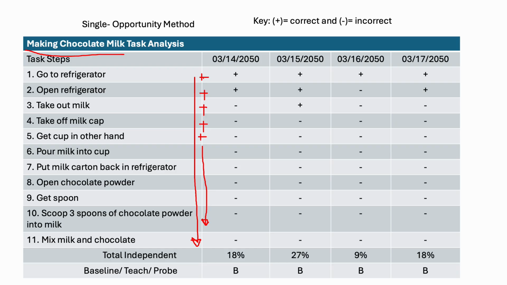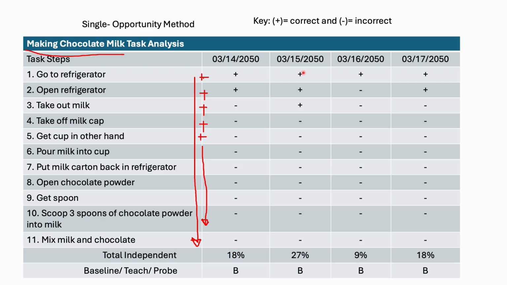So in this case, on 3/4/2050, the learner was able to engage in the first two steps, but when it came to the third step, they were not able to engage in that response. So basically, all other responses get marked as incorrect. Okay, we don't provide assistance. So for this particular day, they got an 18% independence.